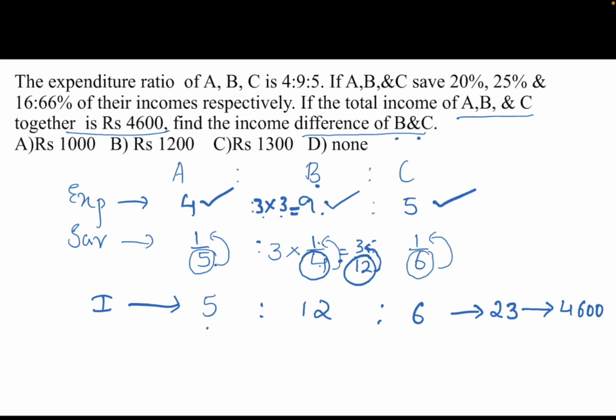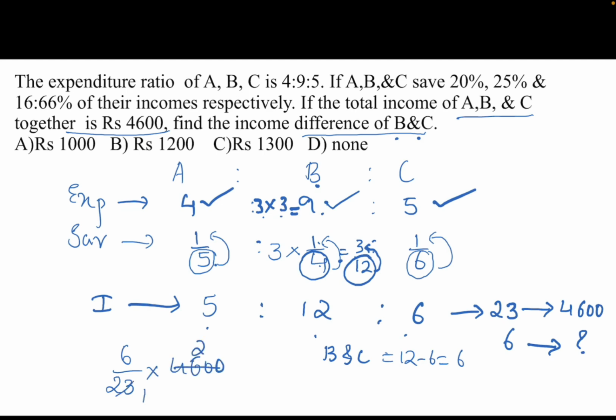B and C difference is how much? B and C difference is 12 minus 6, which is equal to 6, isn't it? So 6 parts is how much? Okay. So 6 by 23 into 4,600. 23 ones are 23, 23 twos are 46, so 6 twos are 1200. So the difference between income of B and C is 1200. So option B is the answer.